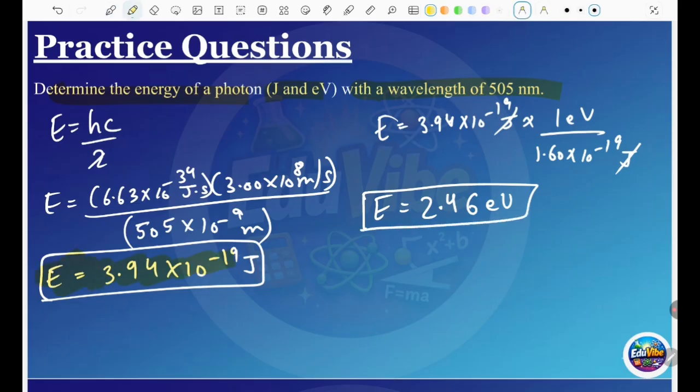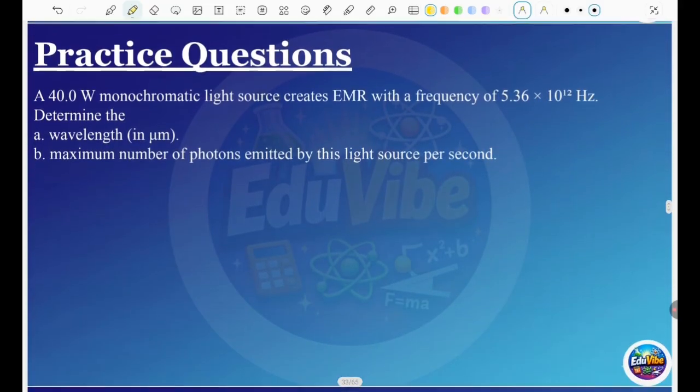So you get the energy in joules, and you get the energy in eV. That's how you can solve this. It's an easy kind of question from Planck's equation. Let's move on to the next one.